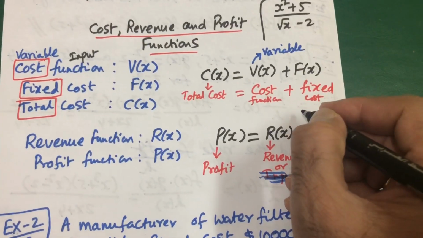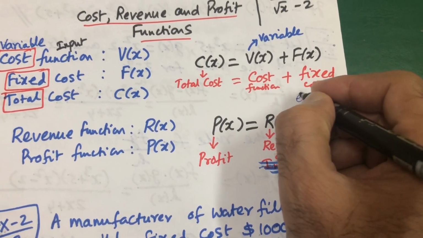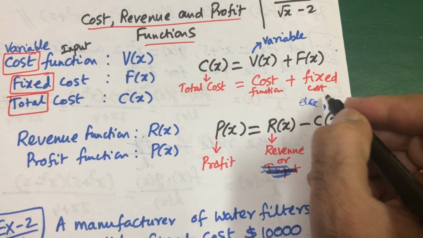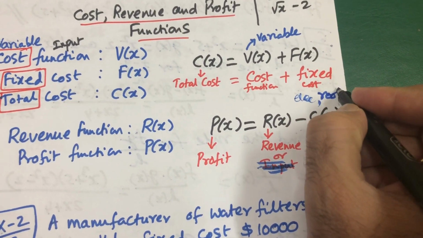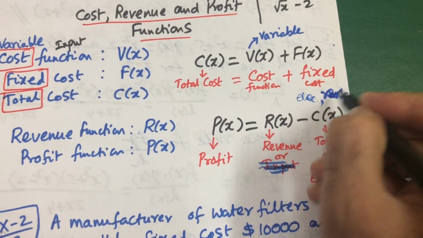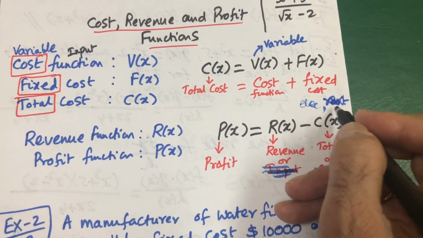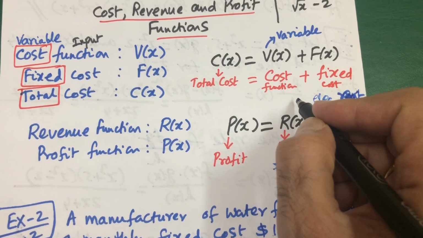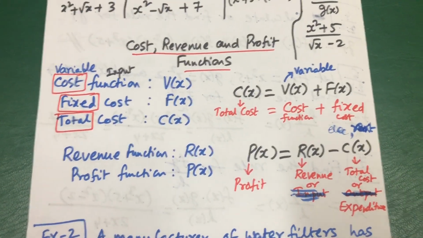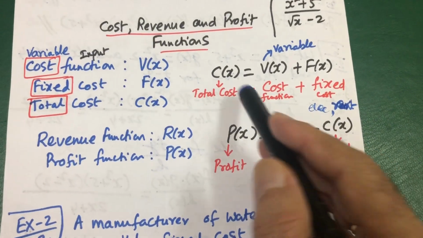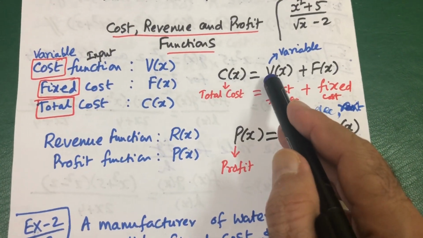Fixed cost means electricity bill, room rent, office rent. Room rent means rent, R-E-N-T. Like this, these values, electricity bill, room rent and tables, chairs, all these things will come under fixed cost. So total cost will be variable cost plus fixed cost.